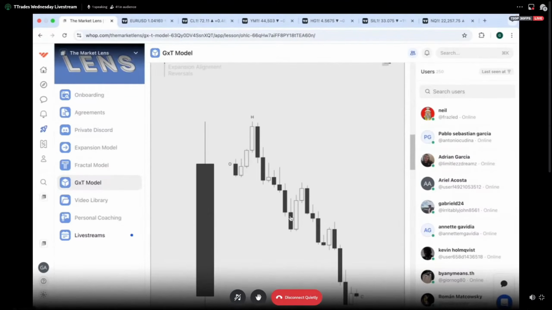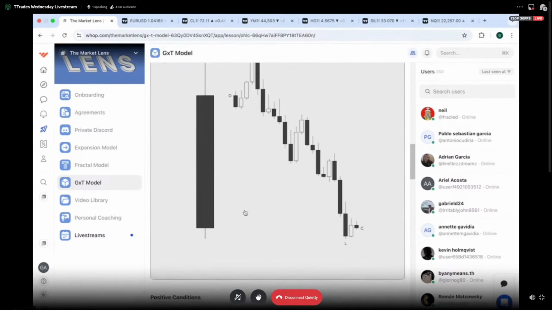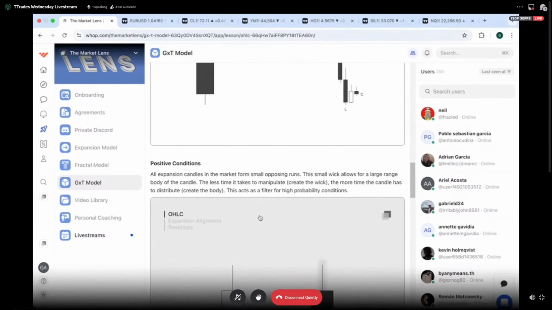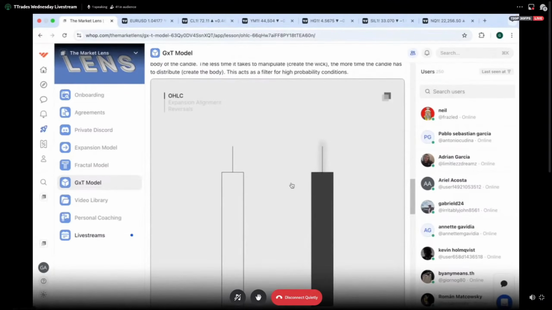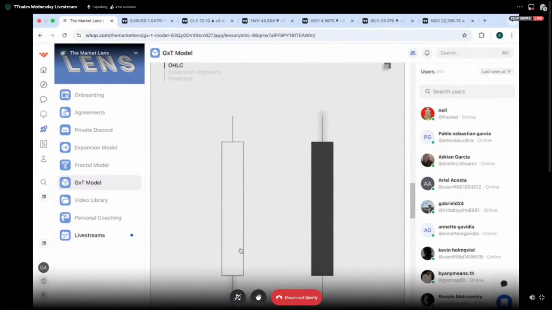Here's a bearish expansion candle. This applies to all time frames, what we're showing here. So here's a positive condition. This is what you want to see to really confirm that you're on side with an expansion candle, and that's going to be the opposing run. With a bullish candle, you're going to look at the bottom wick. You want that small wick supporting expansion. With a bearish expansion candle, it's going to be the top wick. Pretty easy.